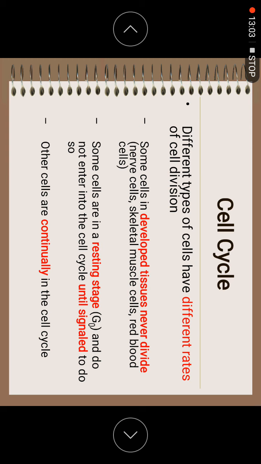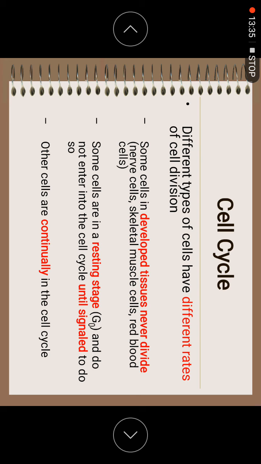Different types of cells have different rates of cell division. In more detail, some cells are never going to divide, for example nerve cells, skeletal cells, and red blood cells. Red blood cells never divide. After three months they will be destroyed at the liver and the spleen. So red blood cells do not divide, and they will need to be produced again.